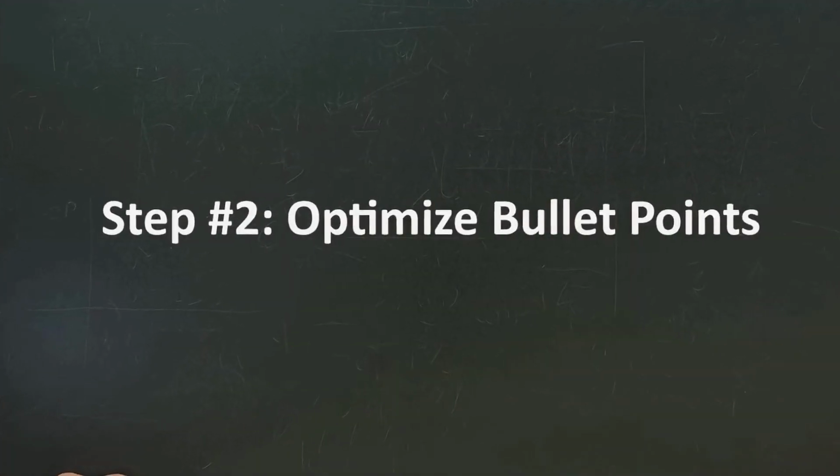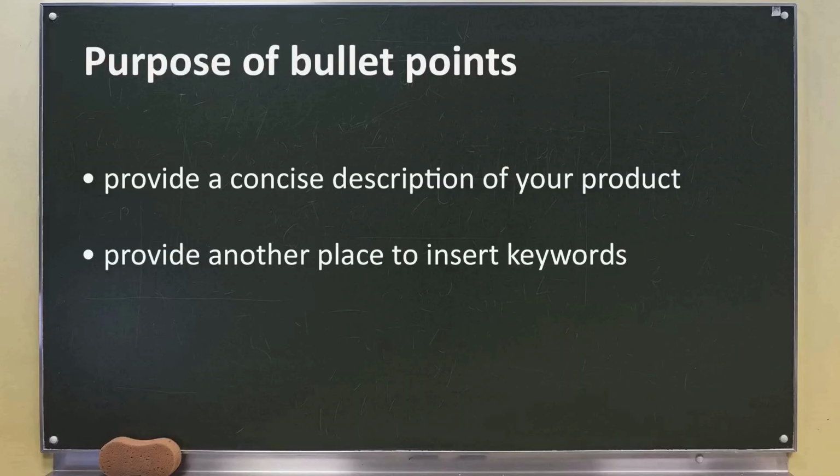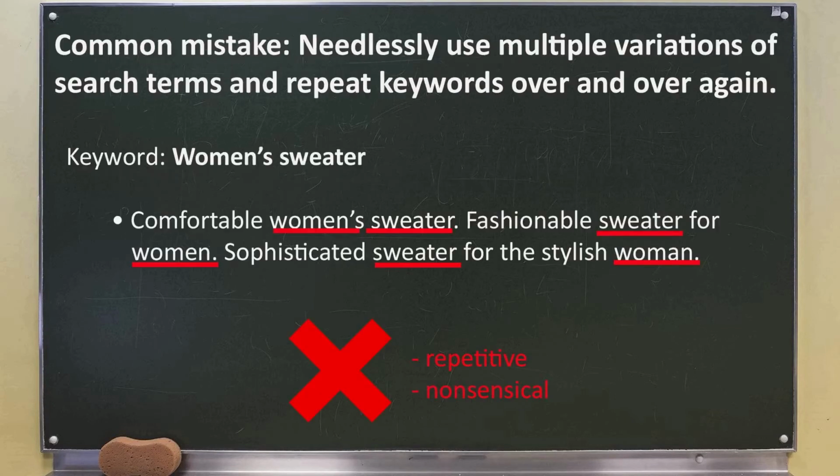Step number 2. Optimize bullet points. The main purpose of your bullet points is to provide a concise description of your product. The second purpose is to provide another place to insert keywords. A common mistake I see a lot of sellers make is they see the bullet points section as another place to cram more keywords with little to no regard for the customer experience. They needlessly use multiple variations of search terms and repeat keywords over and over again.